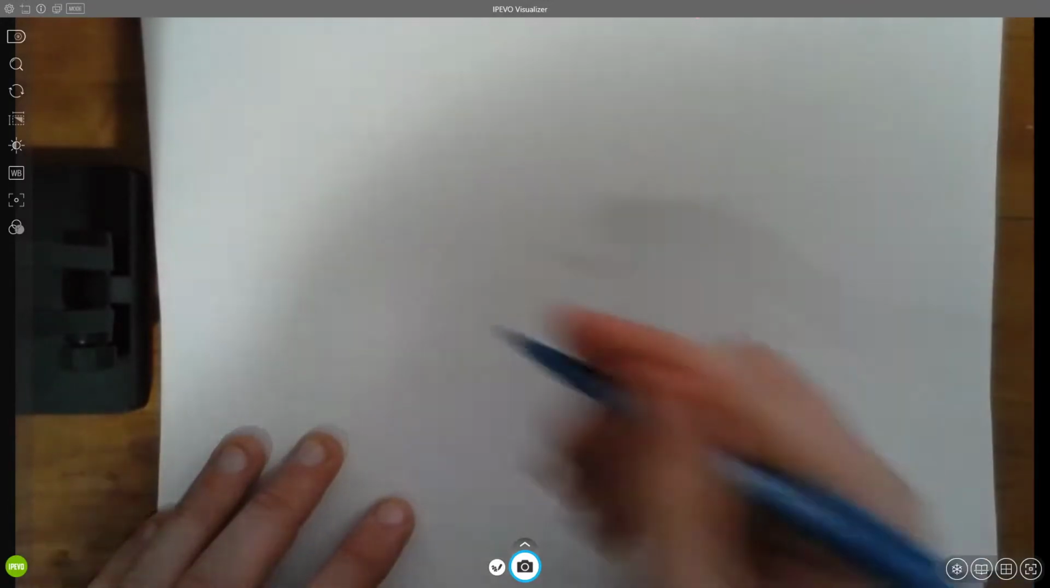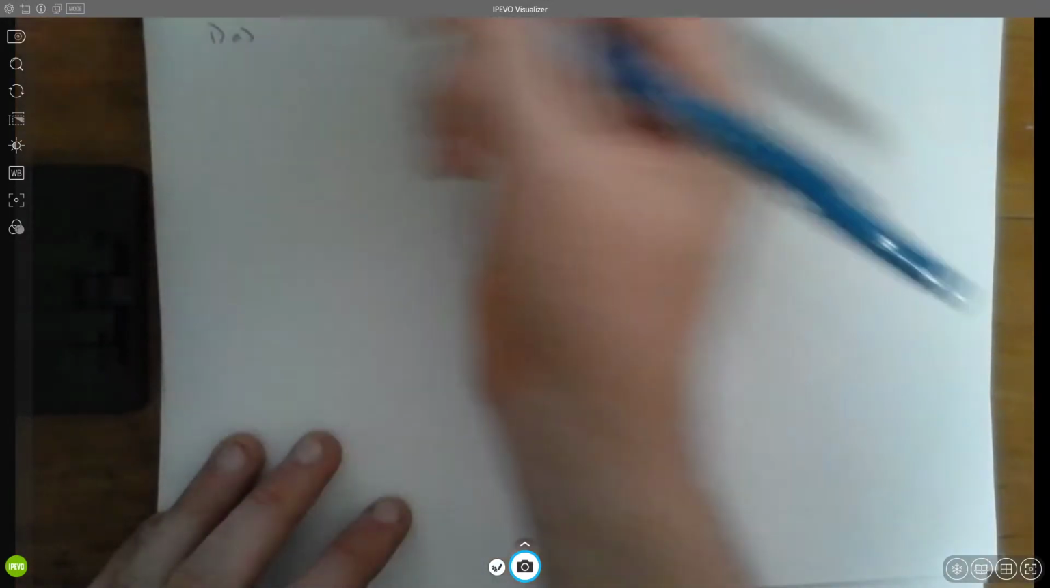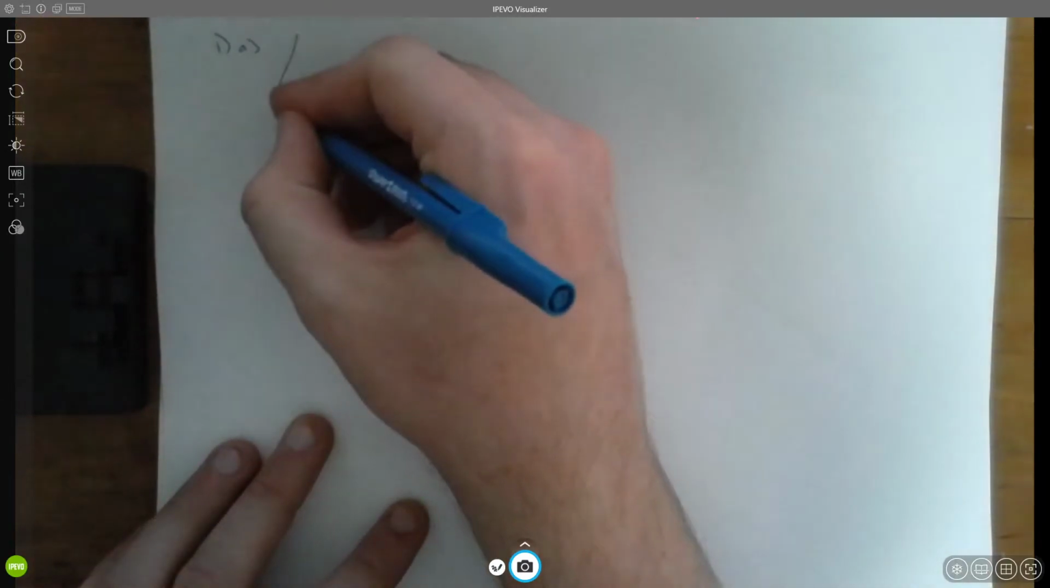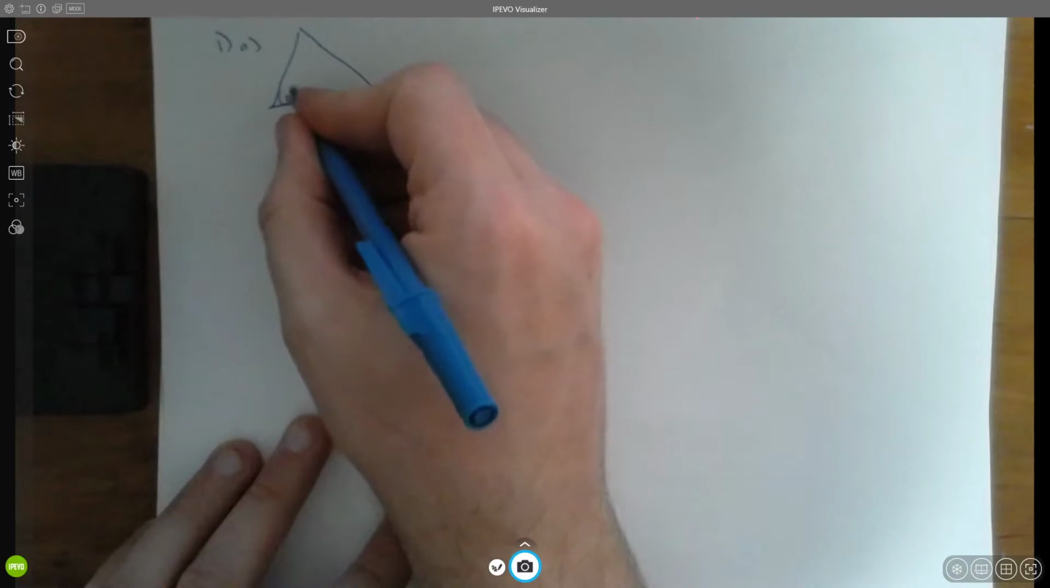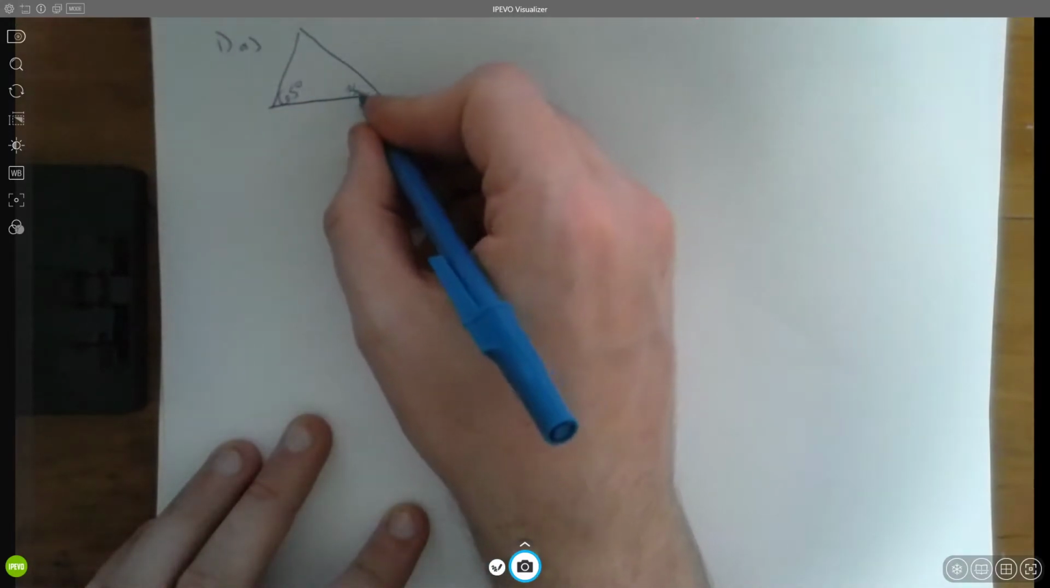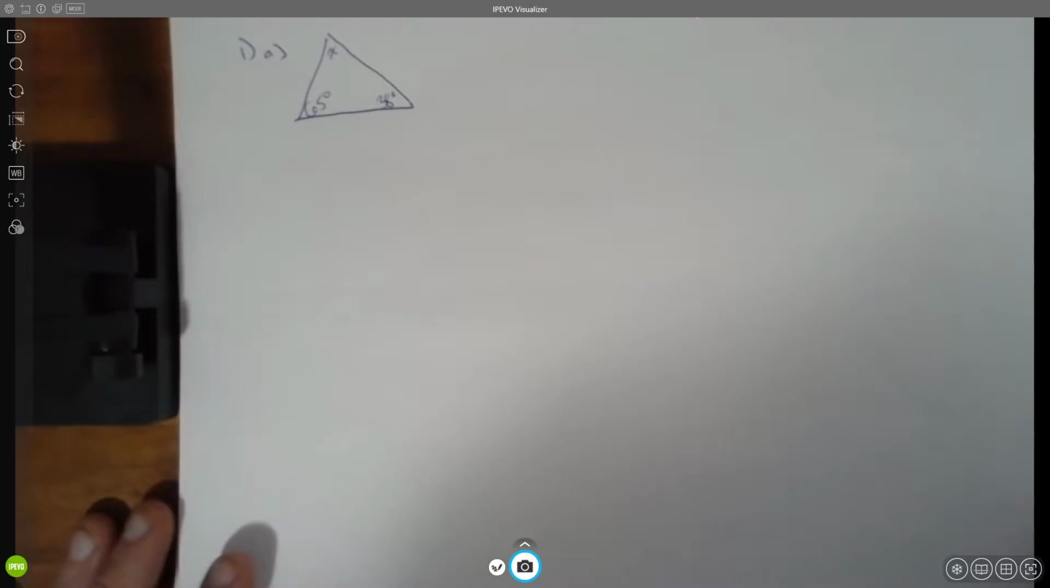for angle x. So in 1a, we're given the triangle that looks a little bit like this. We're given that this is 65 degrees, this is 38 degrees, and then this is our x value here. This is one of the classic examples of just having a triangle and trying to figure out what's remaining of the 180 degrees that would be in a full triangle.